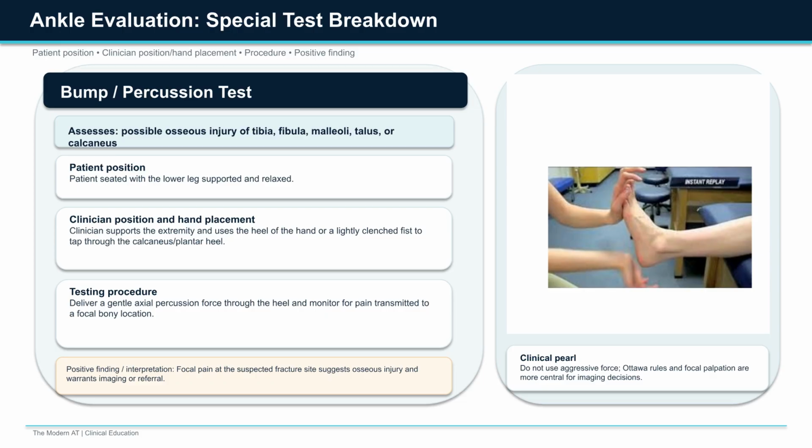position the athlete seated with the legs supported. Apply a gentle axial percussion force through the calcaneus or plantar heel and monitor for pain transmitted to a focal bony location. Focal pain at the suspected fracture site increases concern for osseous injury and supports imaging or referral. This is not a test to perform aggressively. Ottawa criteria, focal bony palpation, mechanism, deformity, and weight-bearing status should remain central to fracture decision-making.